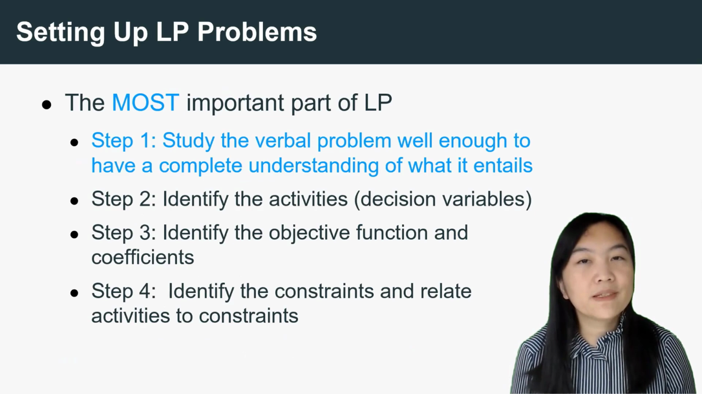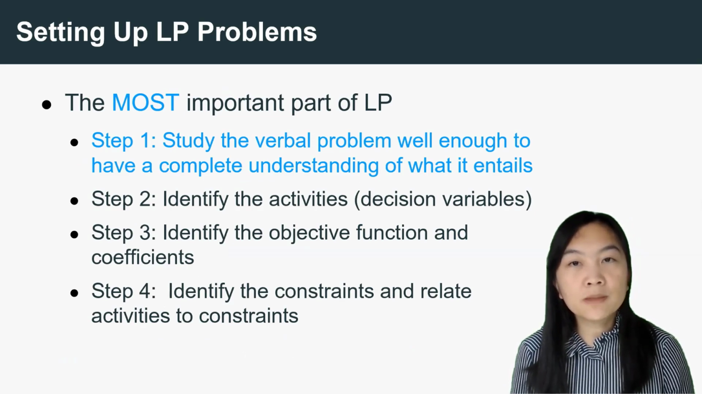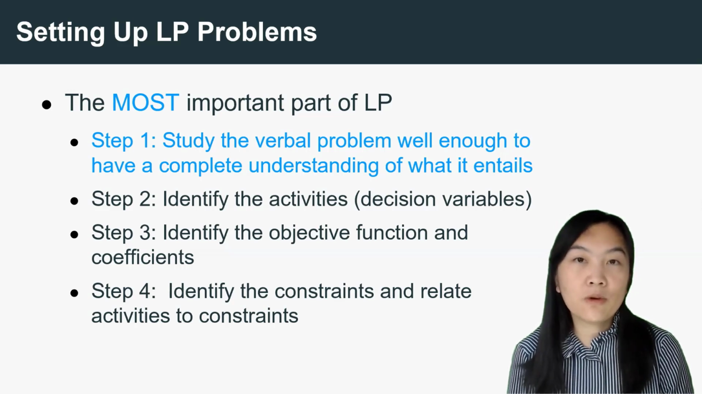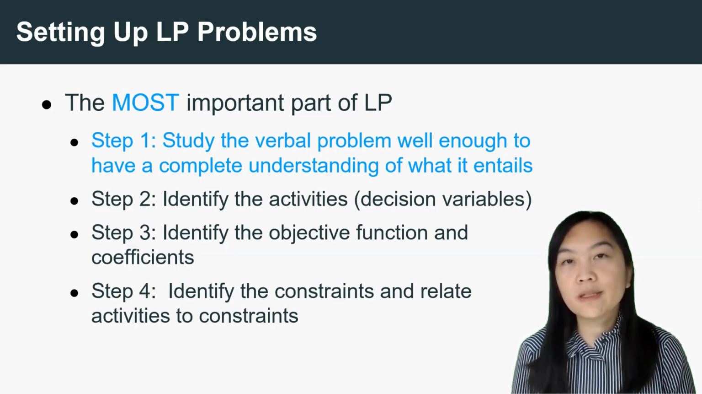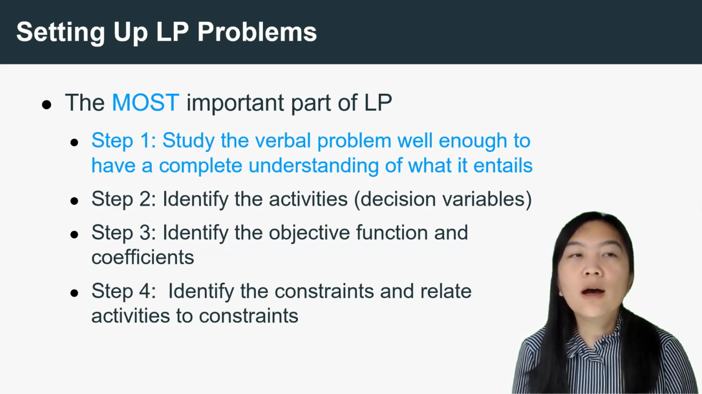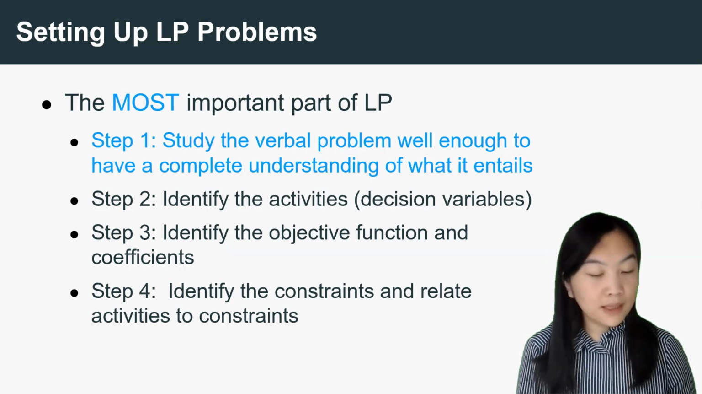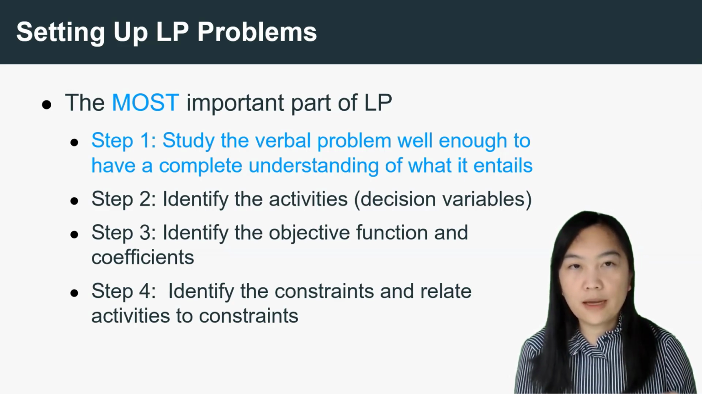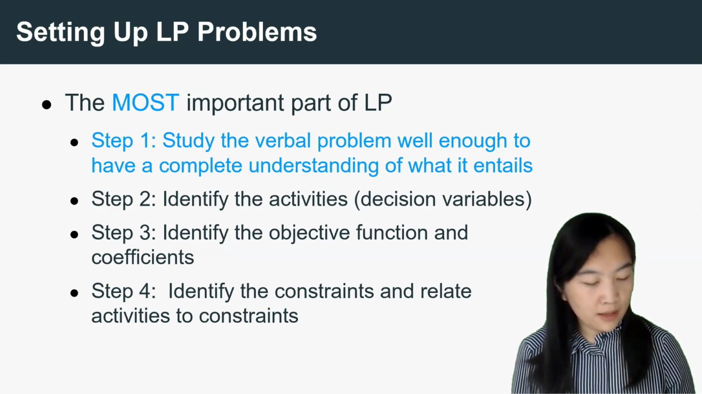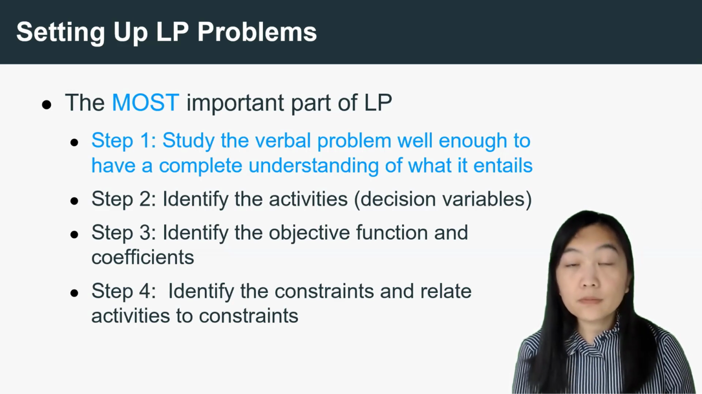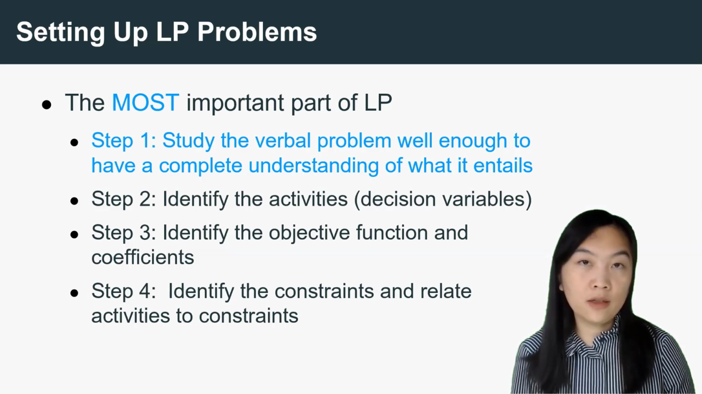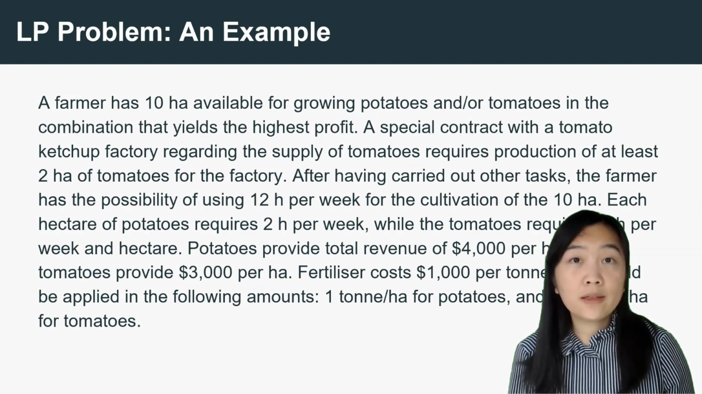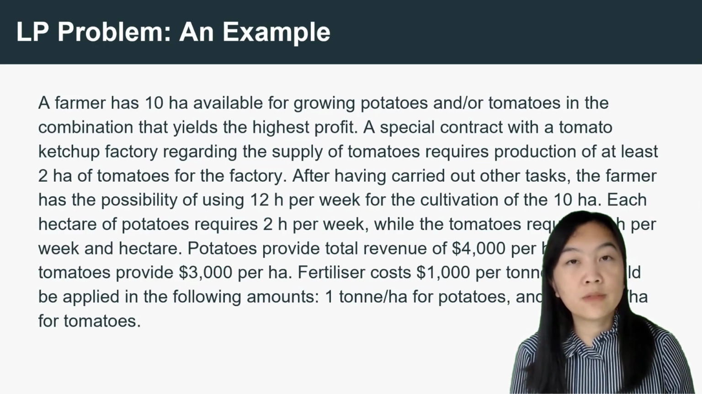So the first step is you have to read the verbal problem well enough so that you have a complete understanding of what it entails. This time I will ask you to read the problem in more detail. We are going to go through steps 2, 3, and 4, and we will identify all of those elements listed in those 3 steps. So here is the problem, and please read it again.